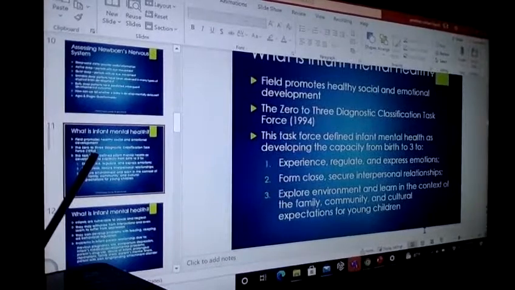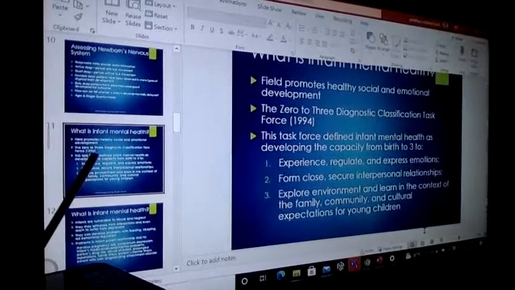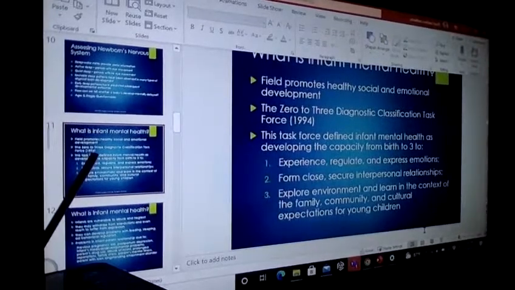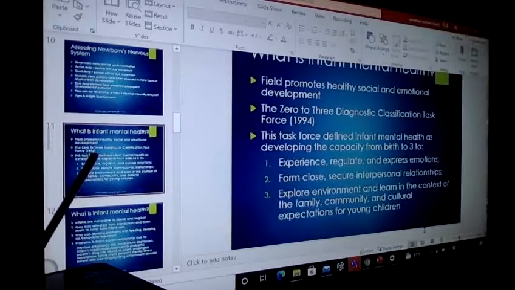So the field promotes healthy social and emotional development. The 0 to 3 diagnostic classification task force was created during Bill Clinton as president. So they've funded a lot of things like No Child Left Behind, this way to assess kids, and the task force defined mental health from birth to 3 as: experience, regulate, and express emotions. Learn how to form close, secure, interpersonal relationships. That's what you saw in the still face, how you interact with your kids. And then explore the environment and learn in the context of the family, community, and cultural expectations for young children.